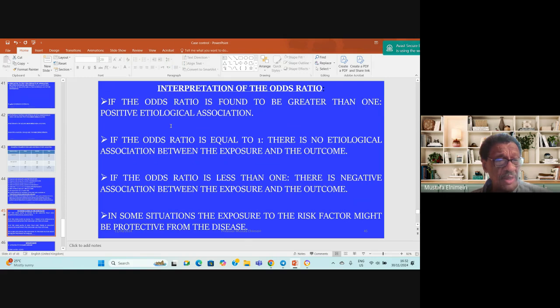Now we come to the interpretation of the odds ratio. If the odds ratio is found to be greater than 1, then this is a positive etiological association. If the odds ratio is equal to 1, there is no etiological association between the exposure and the outcome. And if the odds ratio is less than 1, there is a negative association between the exposure and the outcome, and in some situations the exposure, the risk factor, might be protective from the disease.